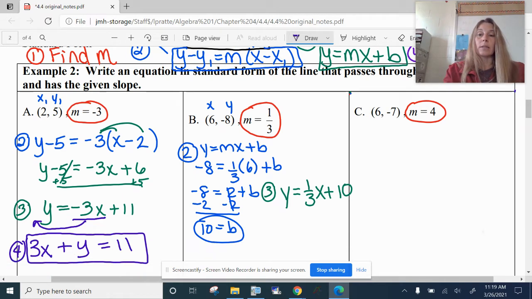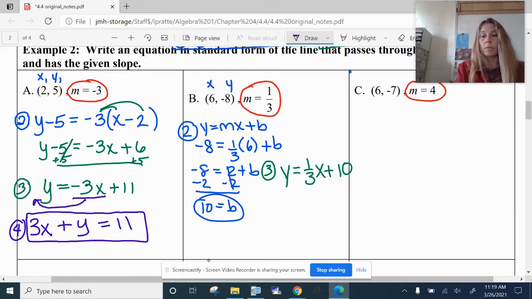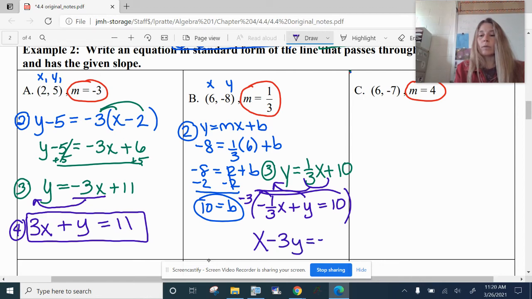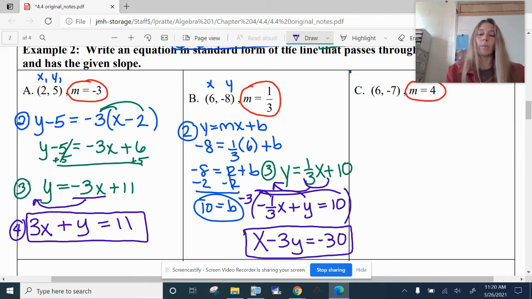So now we're going to get this into standard form. We're going to move this x term to the other side. So that's going to make it -1/3 x plus y equals 10. And of course, I have to get rid of my fractions, so I have to multiply by 3. But I also need to get rid of that negative. So I'm just going to distribute -3 to everything. That's going to give me positive 1x minus 3y equals -30 as my answer in standard form.